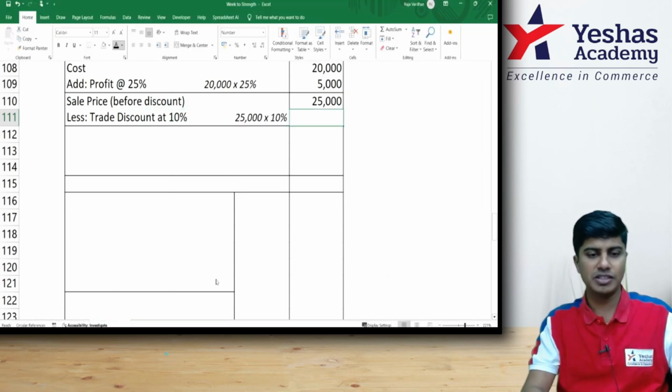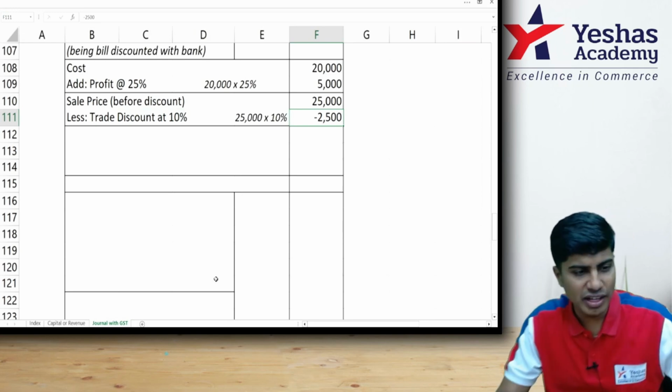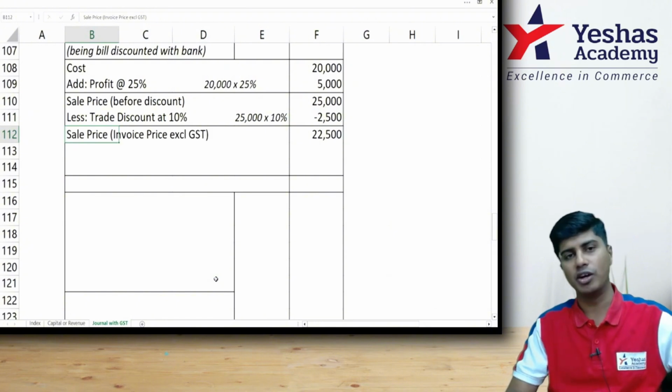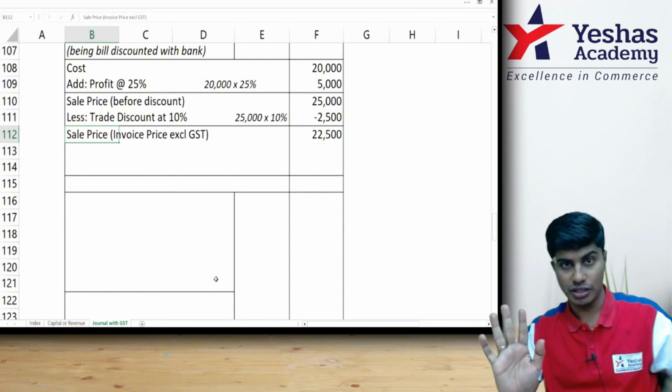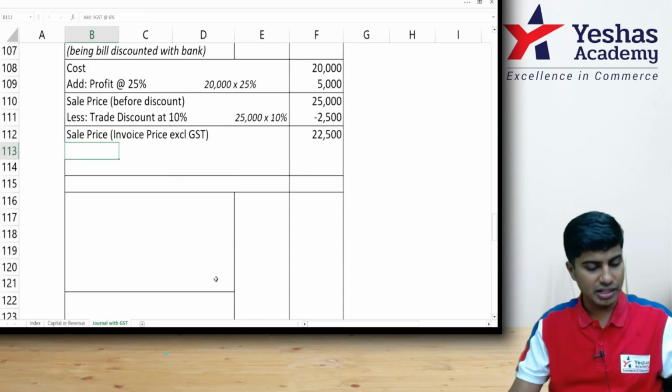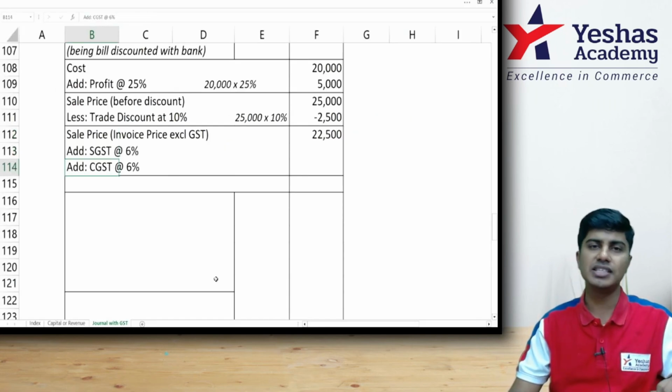25,000 into 10%, which is 2,500. From the 25,000 sale price, if I deduct the discount of 2,500, I'll get 22,500 rupees. This is before charging GST on it. Further, we should charge GST at 6%. I will write here, add SGST 6%, add CGST 6%.